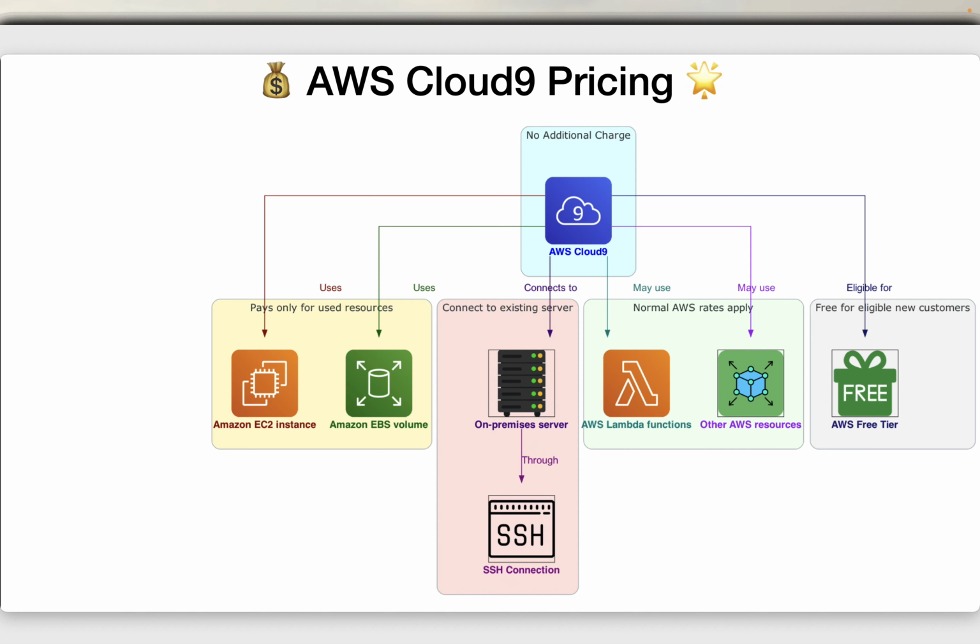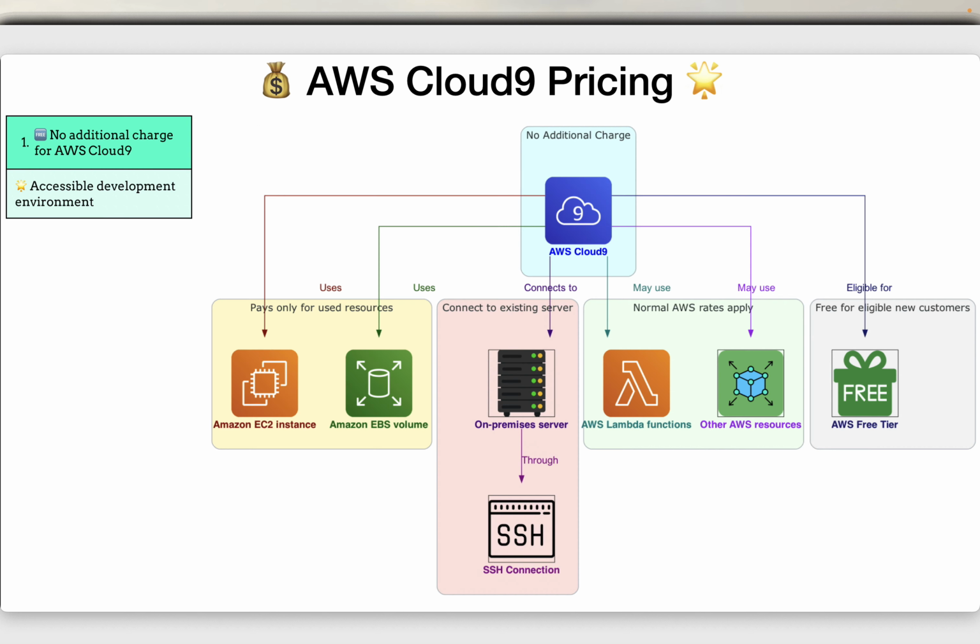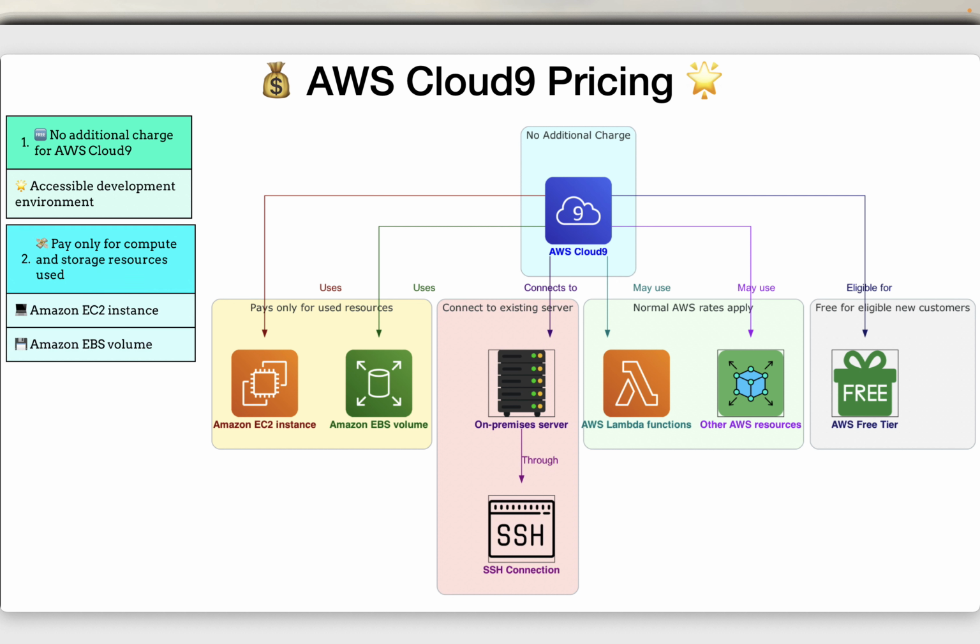So AWS Cloud9 pricing. There is no extra cost for using AWS Cloud9 itself, and this makes it an accessible development environment for users. So if you use an Amazon EC2 instance for your AWS Cloud9 environment, you only pay for the compute resources, for example EC2 instance, and storage resources. So under the hood it has to save the file and all. So that is Amazon EBS volume. So that are used to run and store your code. So basic, there is very nominal, like a single maybe EC2 and EBS volume.